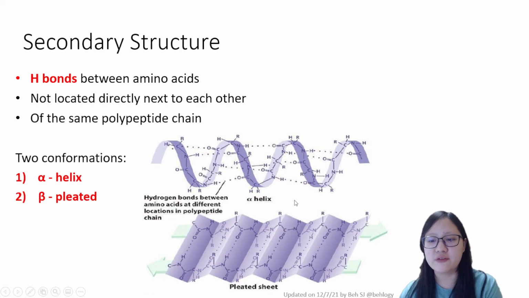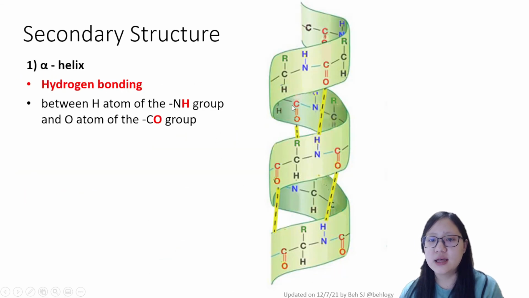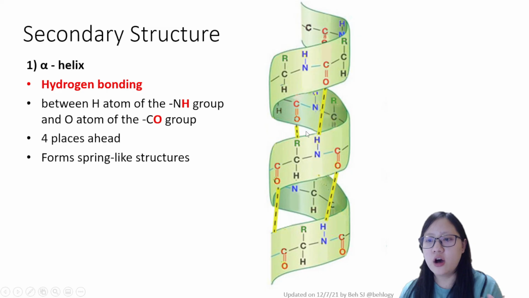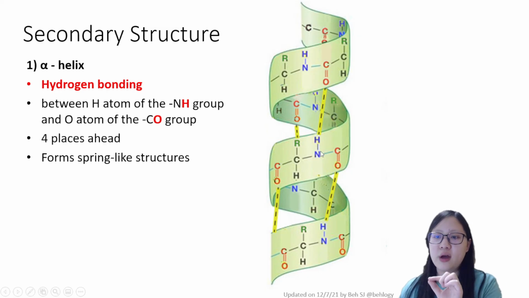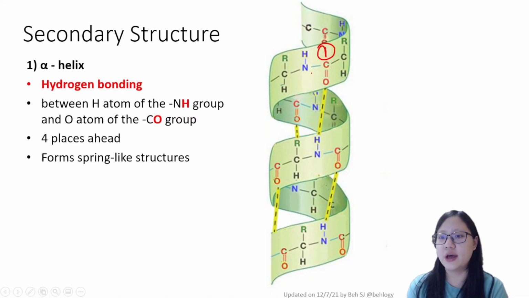Number one is alpha helix or beta pleated. Alpha helix is when there is hydrogen bonding of an amino acid with the amino acid 4 places ahead. What does that mean? Assuming that this is amino acid number 1, it's going to bind with the amino acid 4 places after, right?